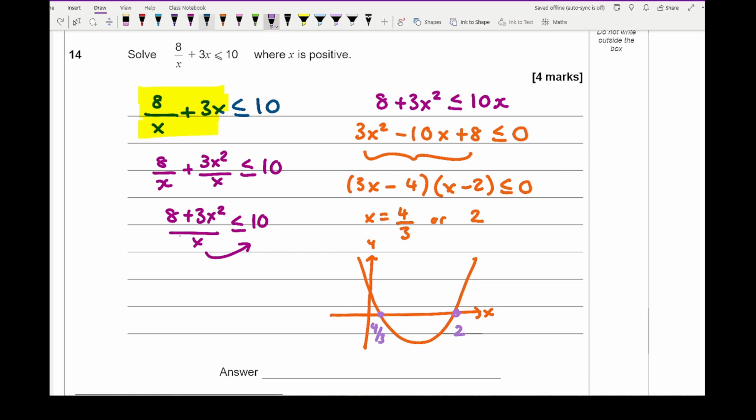And the region that I'm wanting is this region here. So to write that as an inequality, that's going to be 4 over 3 is less or equal to x is less or equal to 2. And that there is my solution.